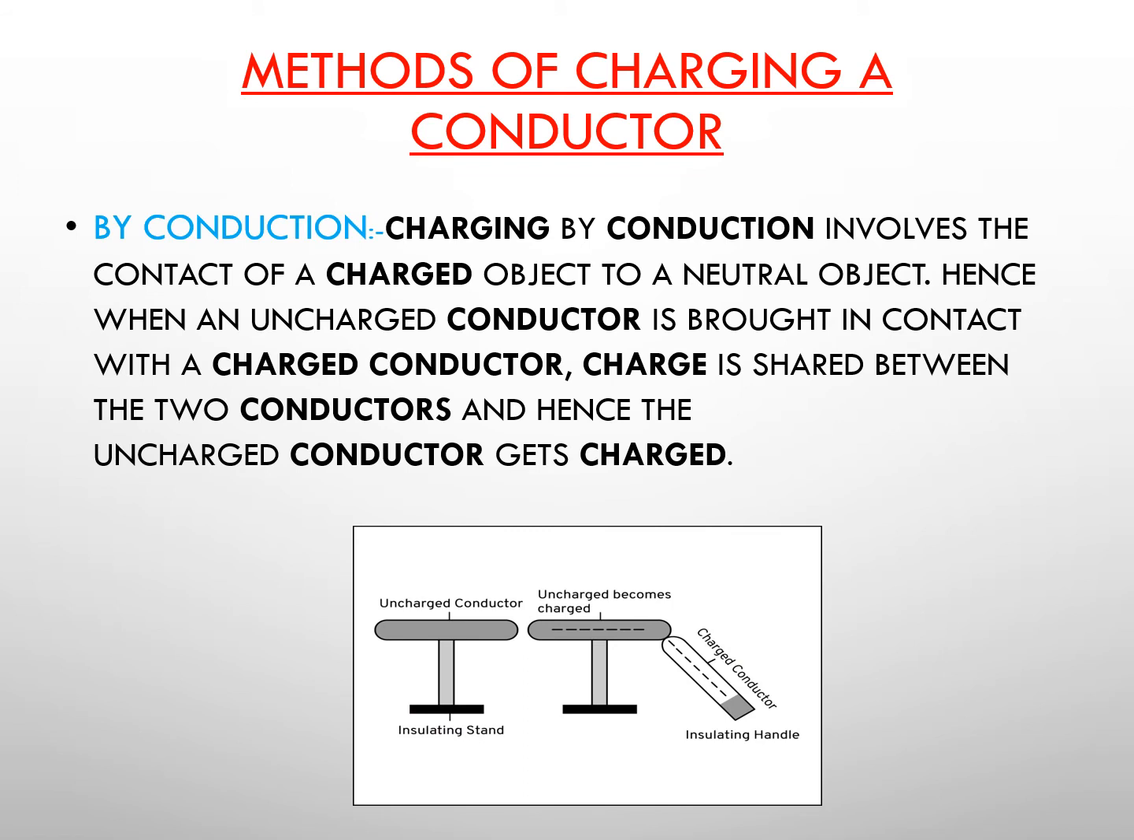Methods of charging a conductor by conduction. Charging by conduction involves the contact of a charged object to a neutral object. Hence, when an uncharged conductor is brought in contact with a charged conductor, charge is shared between the two conductors, and hence the uncharged conductor gets charged. From the given diagram we can see that we have an insulating stand over which an uncharged conductor is placed. When the uncharged conductor is brought in contact with a charged conductor, then the uncharged conductor also acquires the charge by the method of conduction.